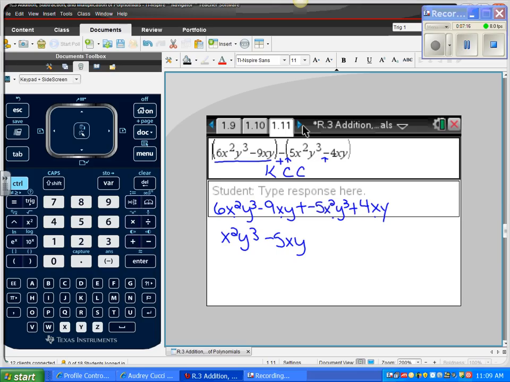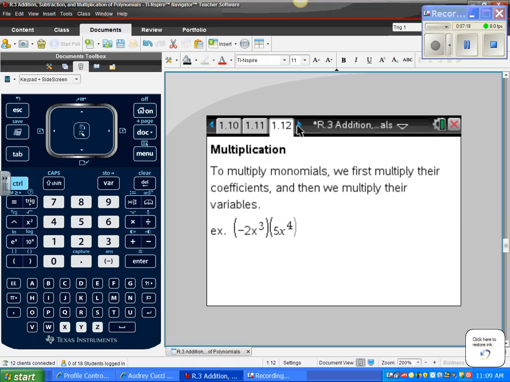Okay. Let's try multiplication. When we're multiplying, we're going to start with monomials. Monomials are very simple to multiply. You multiply the coefficients, and then you multiply the common bases. And remember, when we multiply variables, we add their exponents.